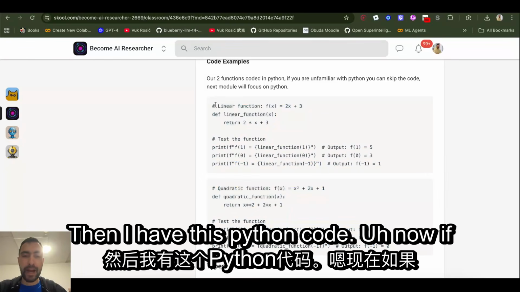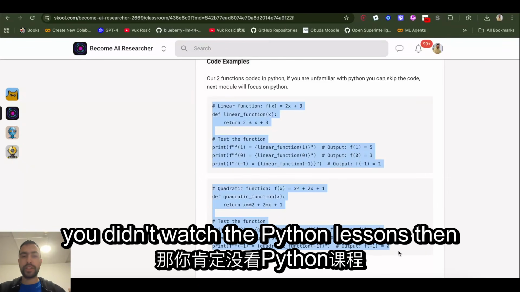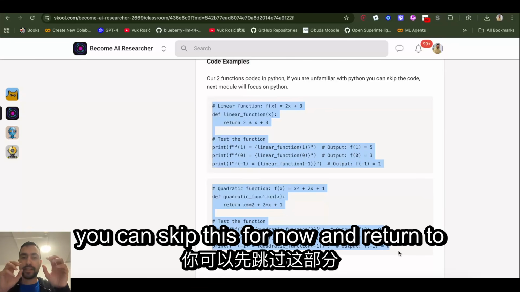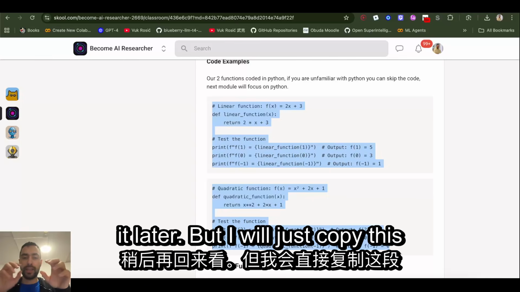Then I have this Python code. Now, if you didn't watch the Python lessons, then you can skip this for now and return to it later.